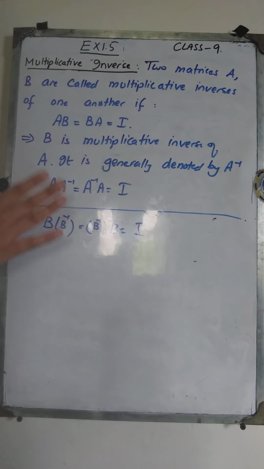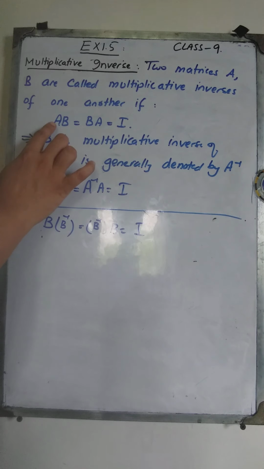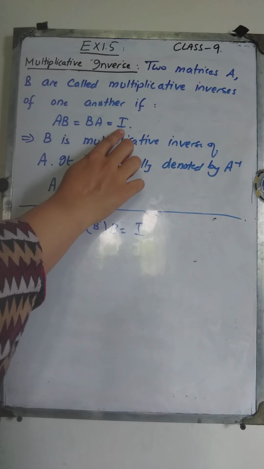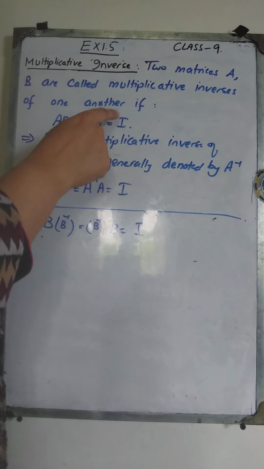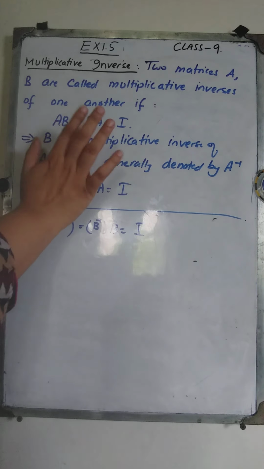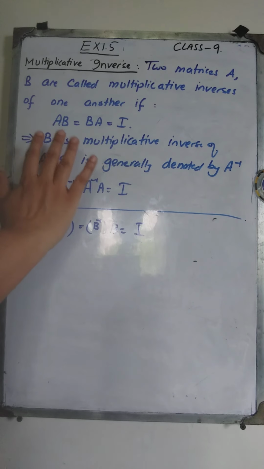So if you check whether two matrices are multiplicative inverses of one another or not, what you are going to do, you are going to find the product A into B, and then you are going to switch their places and find the product again. If in both the cases the product is equal to the multiplicative identity that we have studied a few minutes before, then we say that these are multiplicative inverses of one another. B is the multiplicative inverse of A and A is the multiplicative inverse of B.